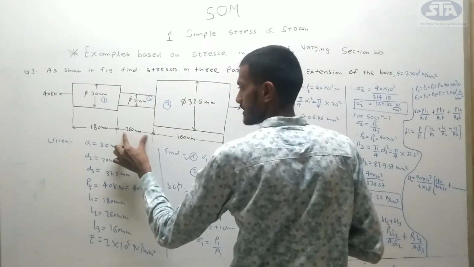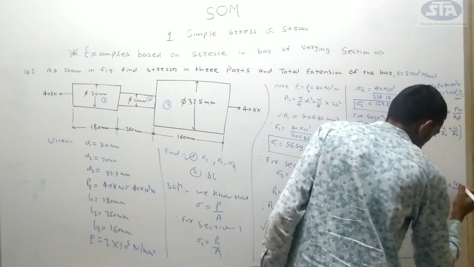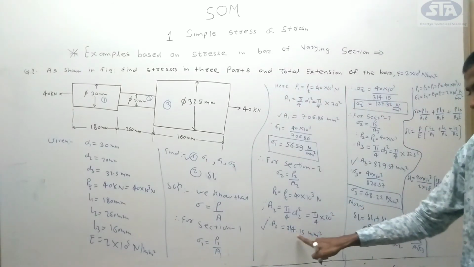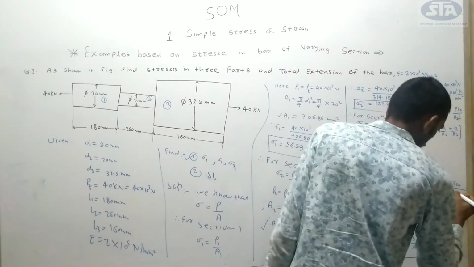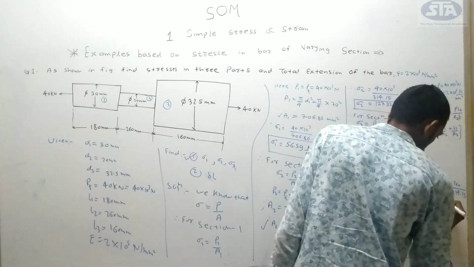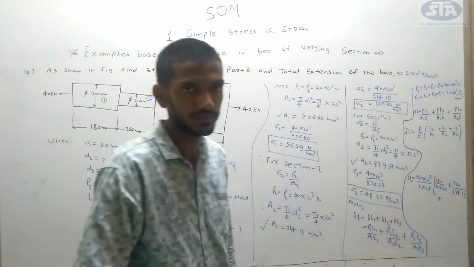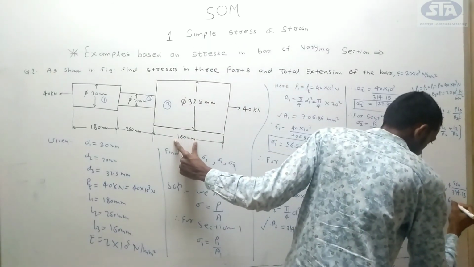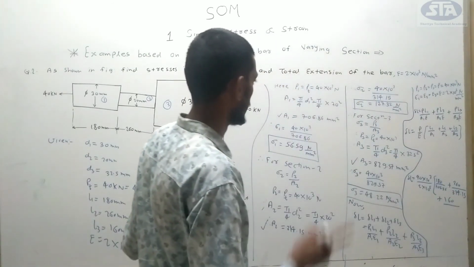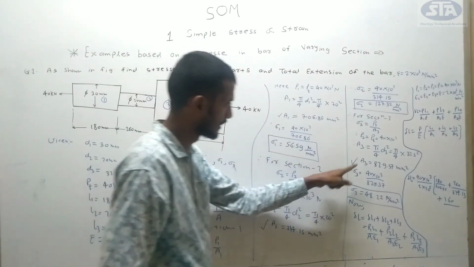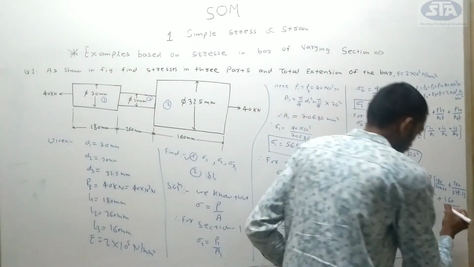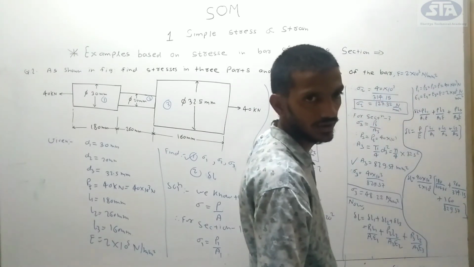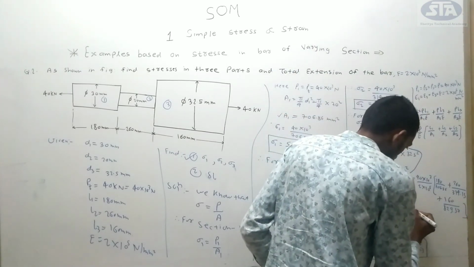L2, which is 260 mm, divided by A2, area 2, which we already calculated as 314.15, plus L3, length 3, which is 160 mm, divided by A3, area 3, which we already calculated as 829.57, bracket completed. Now calculate all these values together.